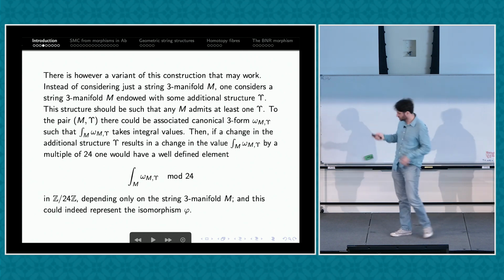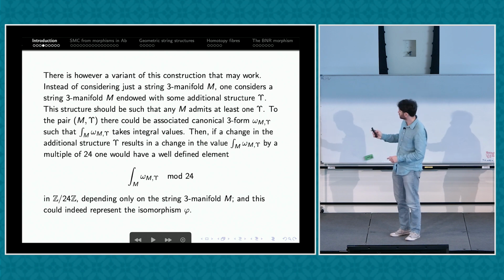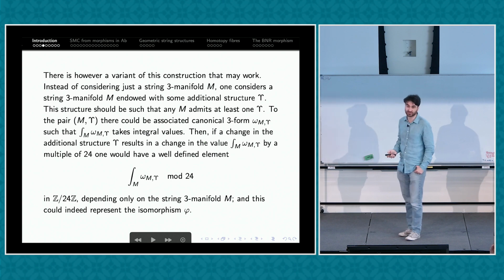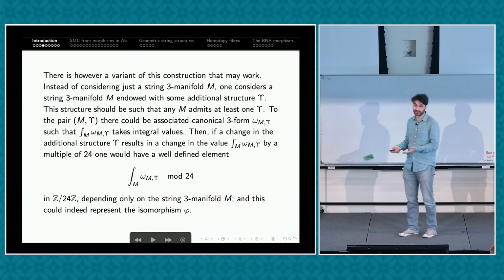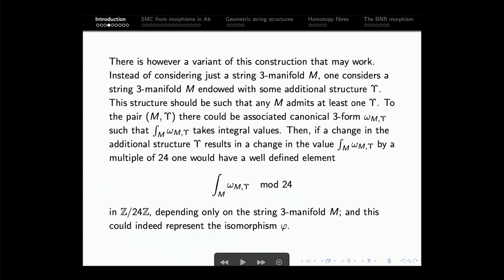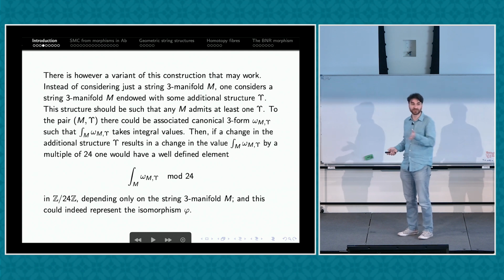So now the form depends not just on M, but also on this additional Y. And then I have to take care of what happens when Y changes. So I keep M fixed, I change Y, and if I'm able enough, I can make things in such a way that a change in Y results into a change in the integral by a multiple of 24. So it is not impossible to have an integral that takes just integer values.